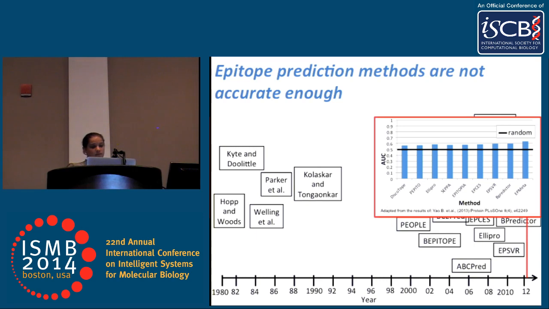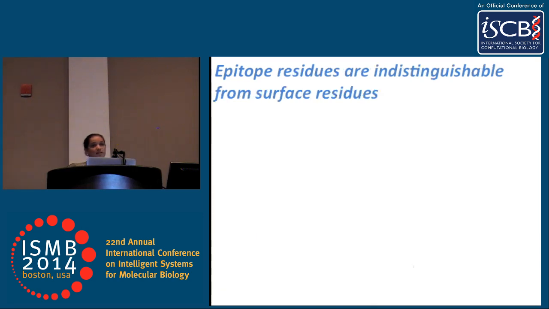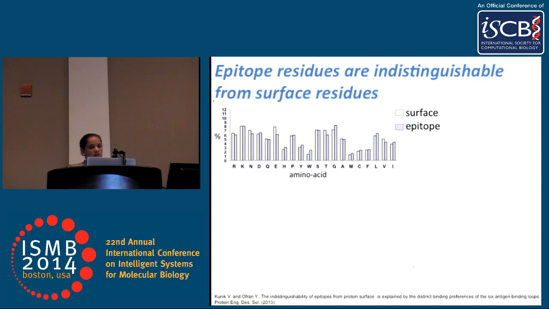But why is that? We believe that the answer is that epitope residues are basically indistinguishable from surface residues. I will try to explain this with the example of amino acid composition. We and others have shown that the amino acid composition of epitope and surface residues is basically the same. This is quite surprising because general protein-protein interfaces do have an amino acid composition that is different from that of surface residues. So let me show it in a different way.